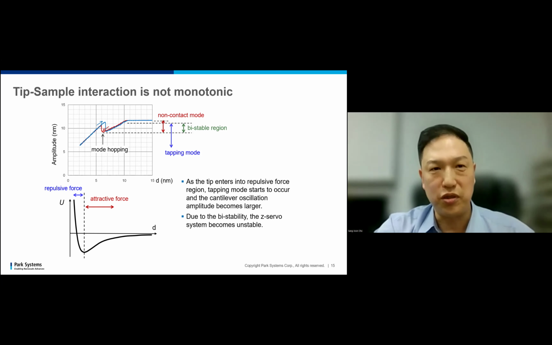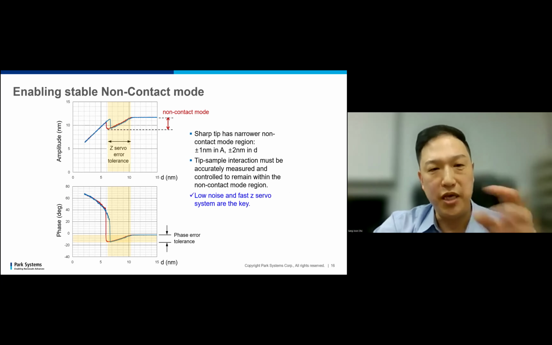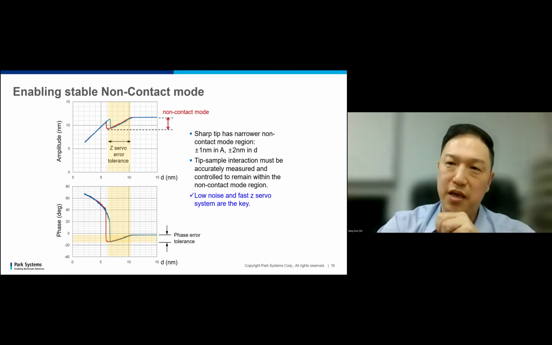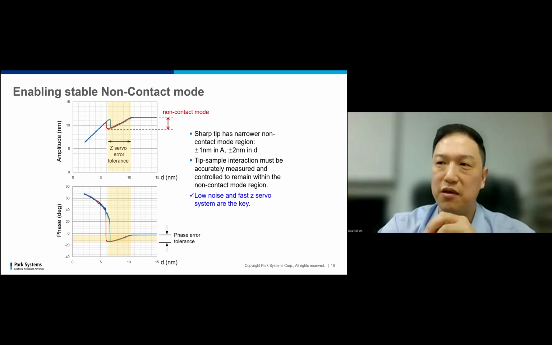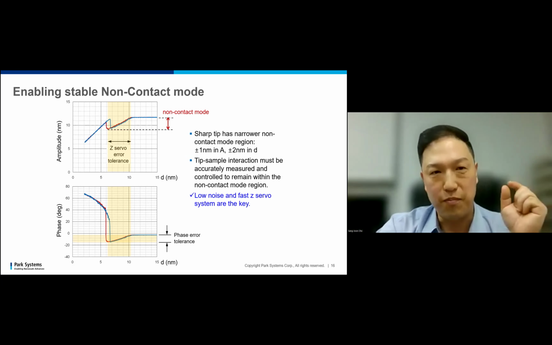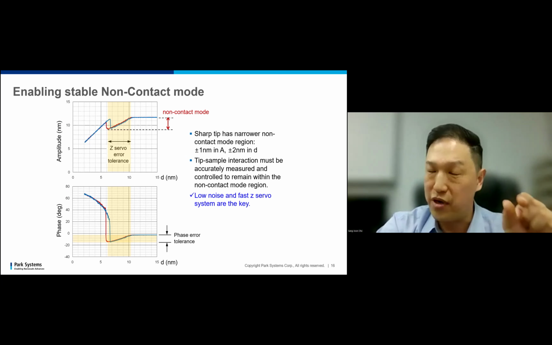So in order to do the non-contact mode, they have to be maintained in this bistable region, and it is not easy to do. Because to achieve the stable non-contact mode, the tip-sample interaction force must be accurately measured and controlled to remain within this non-contact area, which is plus or minus 1 nanometer in amplitude and plus or minus about 2 nanometer in Z distance. This is a really difficult thing to do in mechatronics.